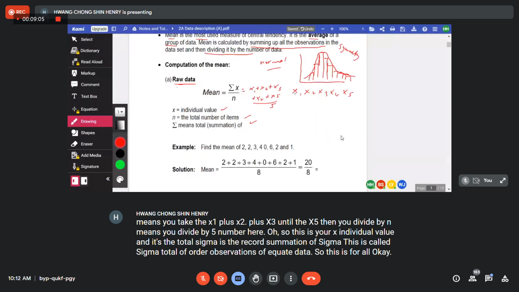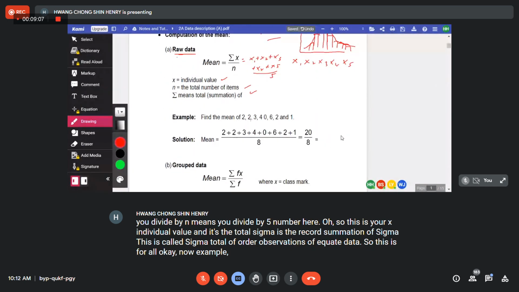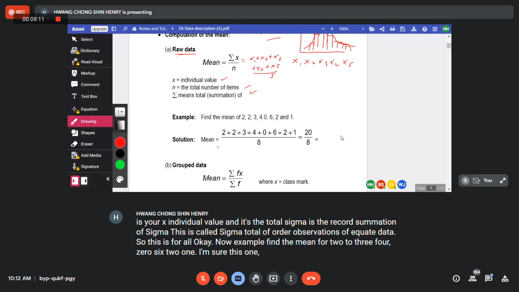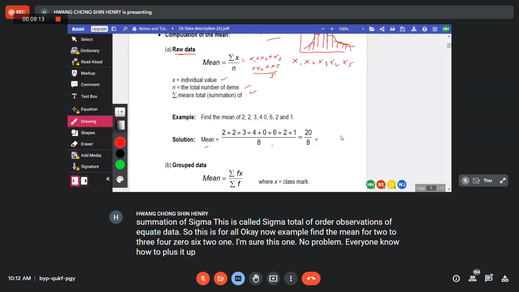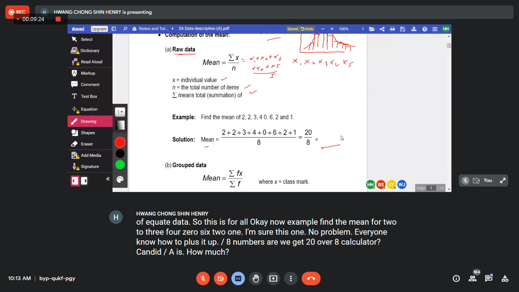Now, example: find the mean for 2, 2, 3, 4, 0, 6, 2, 1. I'm sure this one is no problem. Everyone knows how to add it up and divide by 8 numbers. So you get 20 over 8. Calculator. 20 divided by 8 is how much? 2.5. Any questions?